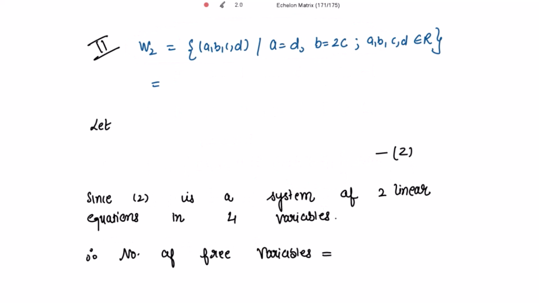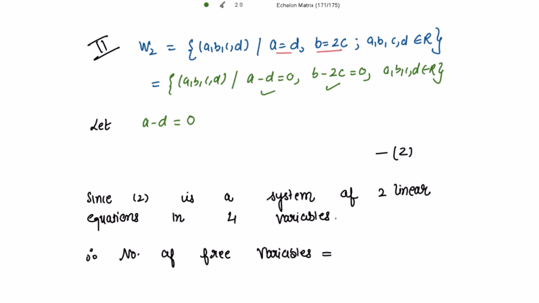Now W2 is defined as this, and let's find the basis for W2. W2 is defined as all those vectors (A, B, C, D) such that A equal to D and B equal to 2C. I can write this again as A minus D equal to 0 and B minus 2C equal to 0, where A, B, C, D belong to the set of real numbers. So we have these two conditions.